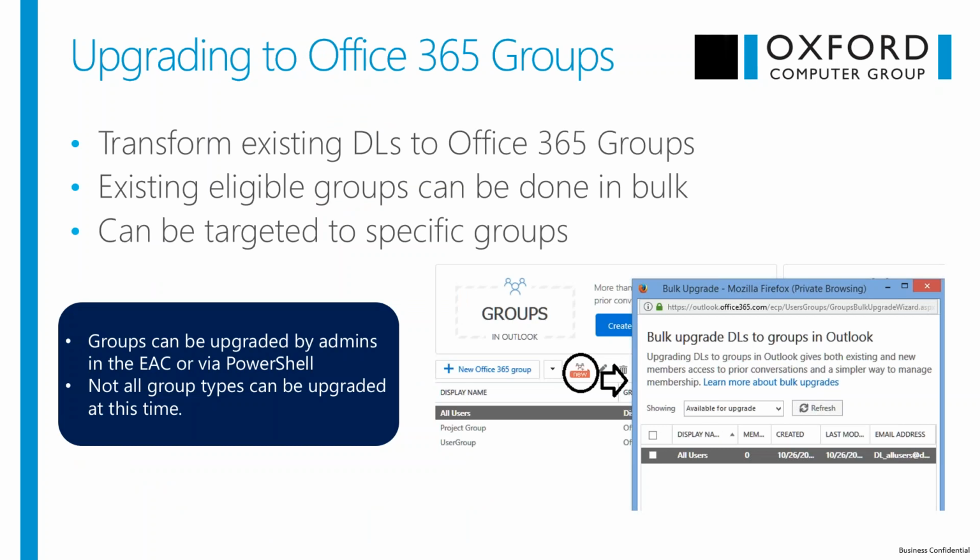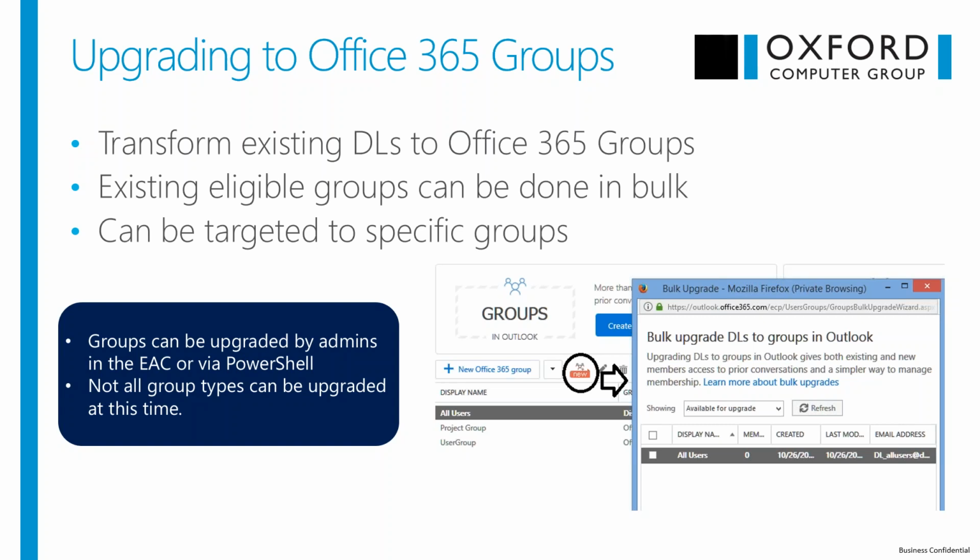Upgrading to Office 365 groups is very straightforward. You can transform your existing distribution lists to Office 365 groups right through the Exchange Admin Center in your current Office 365 tenant. The eligible distribution lists will show up in your Exchange Online or Exchange Admin Center, and you can select the group individually, or you can select many at once, so you can do a bulk upgrade. And those eligible groups presented in the interface that I show here, you can upgrade them.